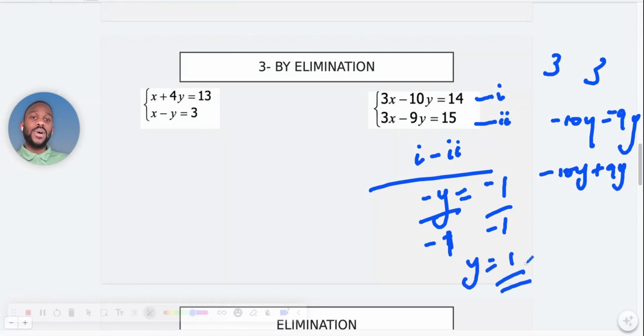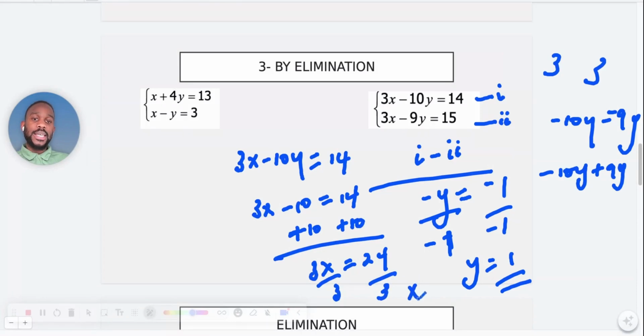So we have the value of y as 1. Would you substitute y to get x? Choose whichever one. Let me choose 1. It doesn't really matter. Choose whichever equation you want. So from equation 1, we have 3x minus 10y is equal to 14. But I know the value of y is 1. So if I substitute for y there, it will be 3x minus 10 is equal to 14. Divide by 3. You'll get x is equal to 8, and that's the solution set.